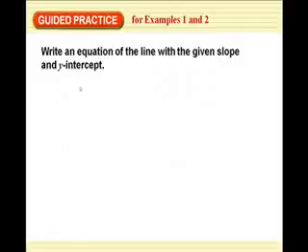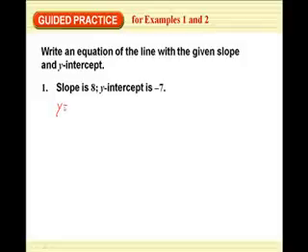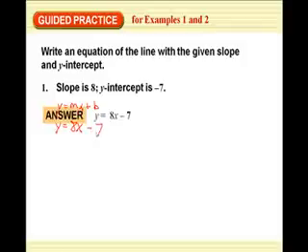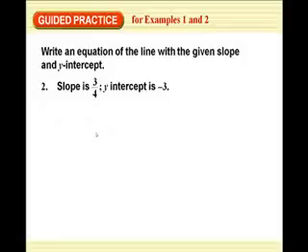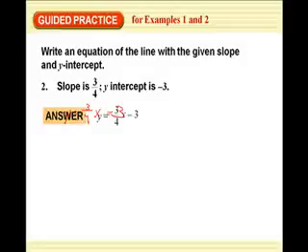So our guided practice: write an equation of the line with the given slope and the y-intercept. So the slope, y equals mx plus b. So we put 8 in for the slope, and then it's just -7. Don't put plus a -7, that's not simplified. There it is. Pretty easy here. Y equals 3/4 x minus 3. Done.